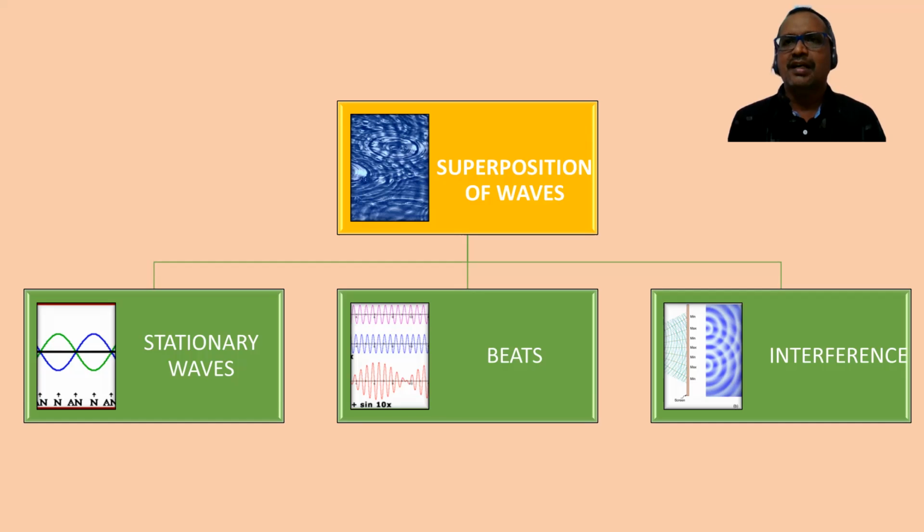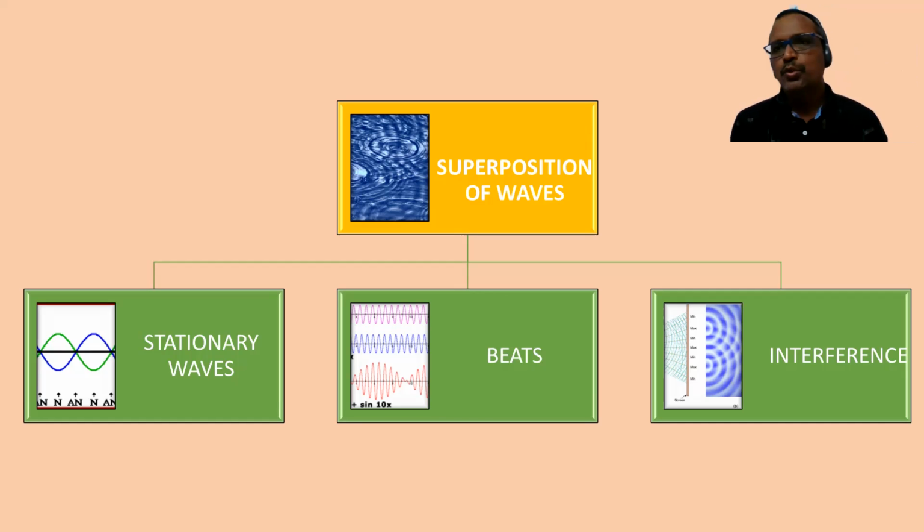The region or the phenomenon where the intensity of the sound is increased is called waxing, and decrease in intensity of sound wave is called waning. One waxing and one waning contribute one beat. The number of beats produced per second is called beats frequency.